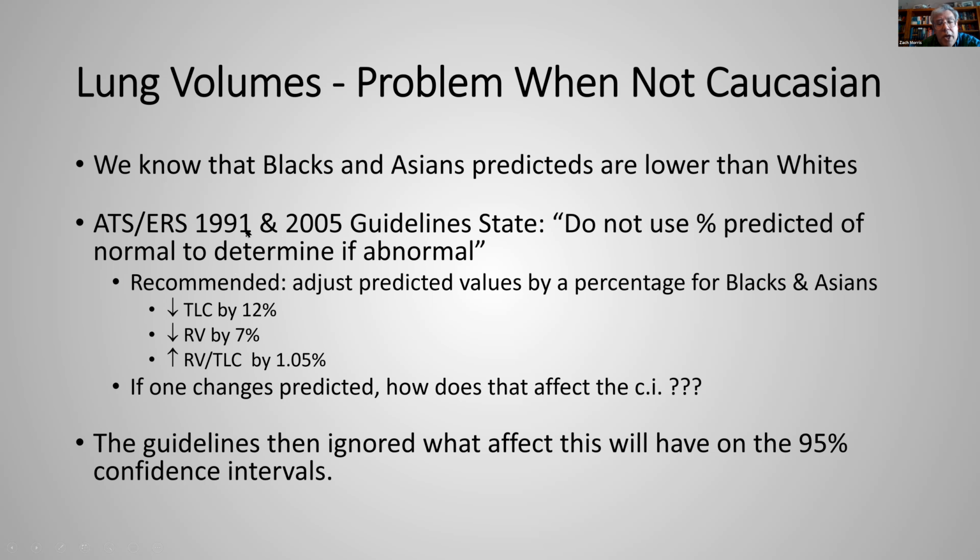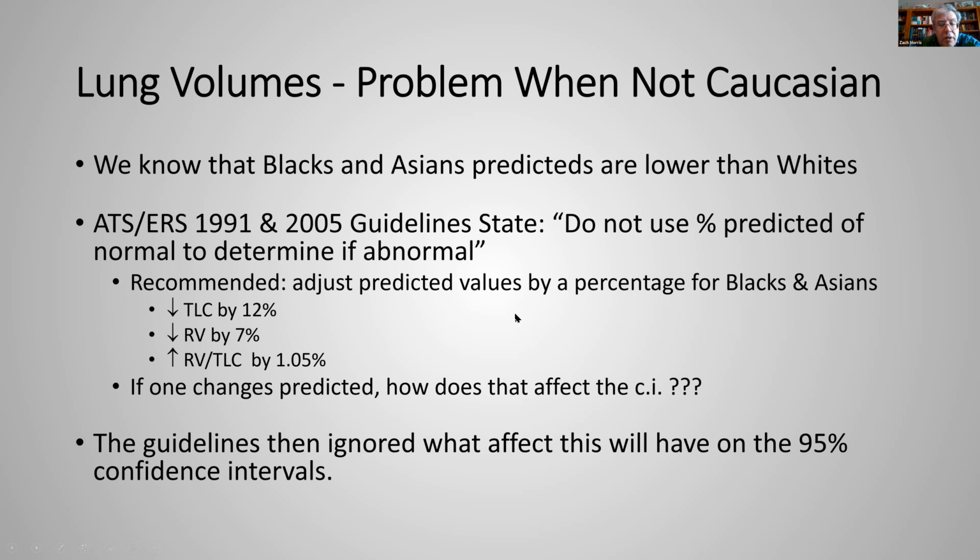The guidelines state then, just like they have for spirometry, we do not use percent predicted of normal to determine if abnormal. Now, because GLI did not address what to do with races outside of the fact that they said you have to consider that, which was kind of their phrase, which is kind of a cop-out if you ask me, the guidelines recommended that you should adjust predicted values by a percentage for Blacks and Asians. And their recommendation at that time was decrease the TLC by 12%, decrease the RV predicted value by 7%, and the RV/TLC increase that by 1.05.